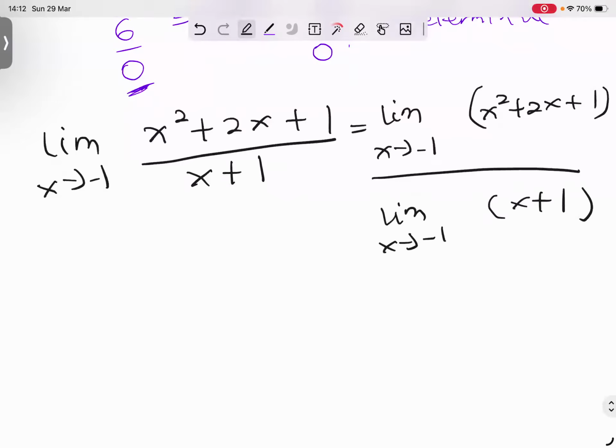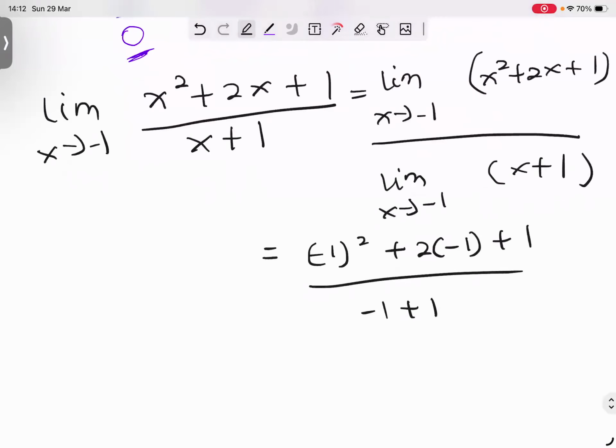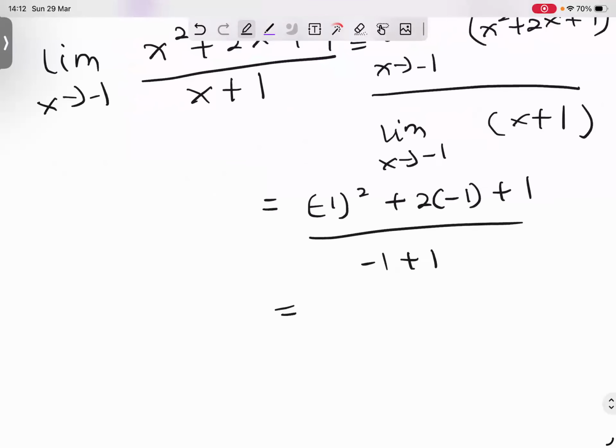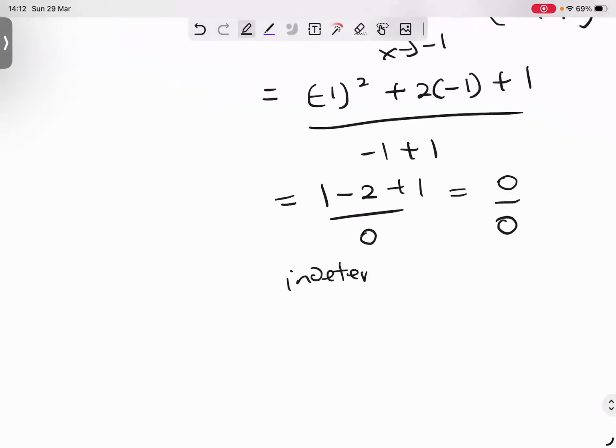Now that we have separated it, we apply the limit. We have seen that wherever we see x, we put the -1 there. So from the numerator, we have -1 all squared plus 2 times -1 plus 1, divided by, in the denominator, -1 plus 1. This will give us 1 minus 2 plus 1 divided by 0, and this is equal to 0 over 0. When the answer is 0 over 0, we call this indeterminate.